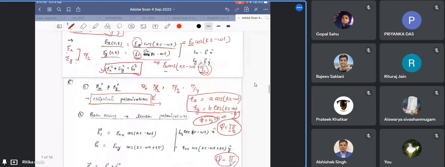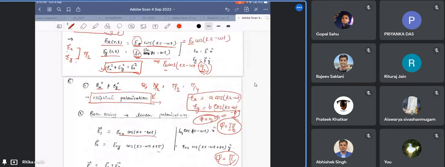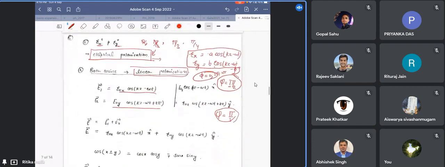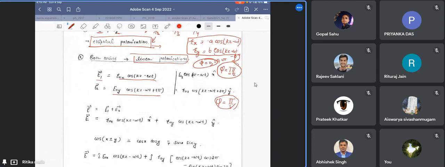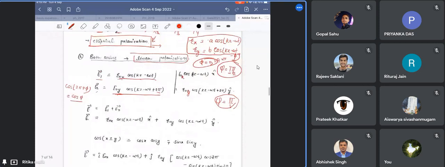Now come to this. As I have told you, if both are cosines, that will lead to linear polarization. For example, if your electric field is given by E0 cos(kz minus omega t), and E1 is the ex component and E2 is the ey component, we can just write it as cos(kz minus omega t plus 2 pi). We already know that cos(2 pi plus phi) we can always write as cos phi, with a positive sign. So this term is already E0 y and E0 x.